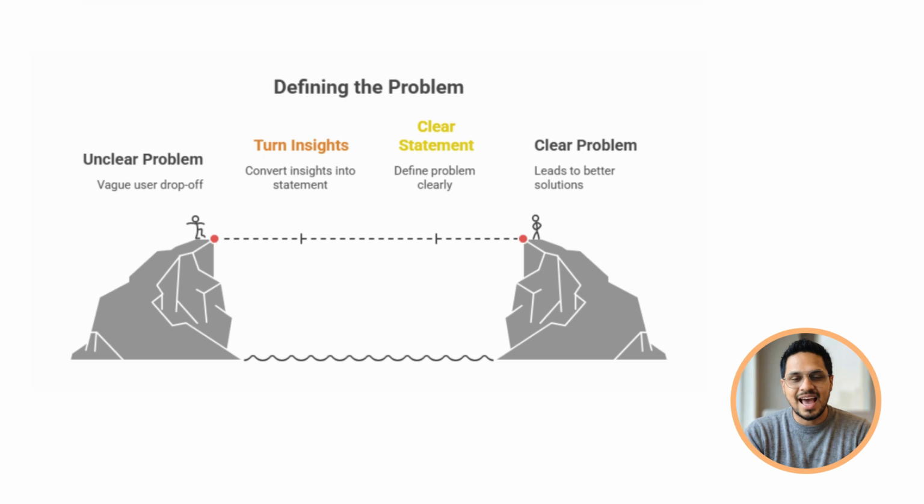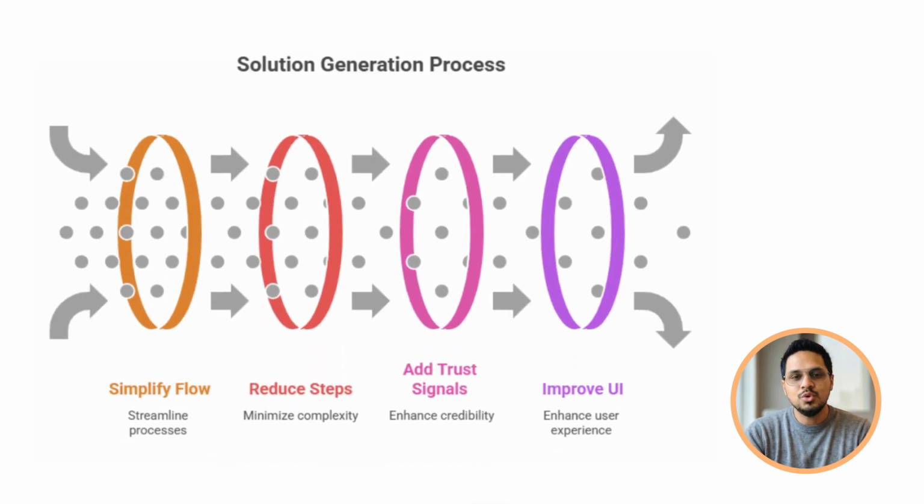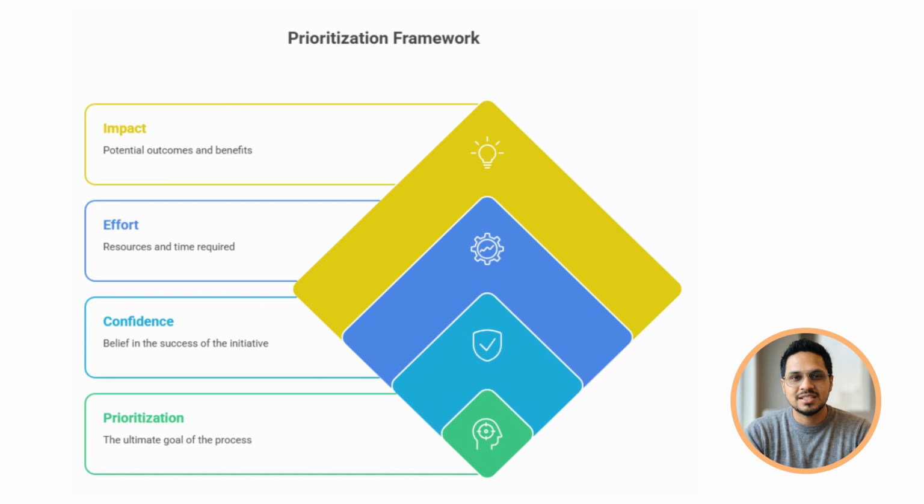Now, at step 4, you will generate the solutions. Brainstorm possible solutions: simplify the flow, reduce the steps, add trust signals, and improve the UI. A combination of multiple options, not one idea. Step number 5 is to prioritize based on data. Now decide what to do first. Use impact, effort, and confidence as a combo for prioritization.